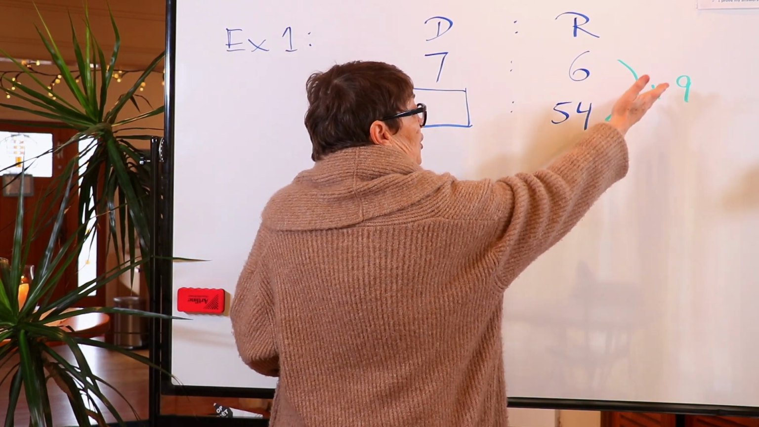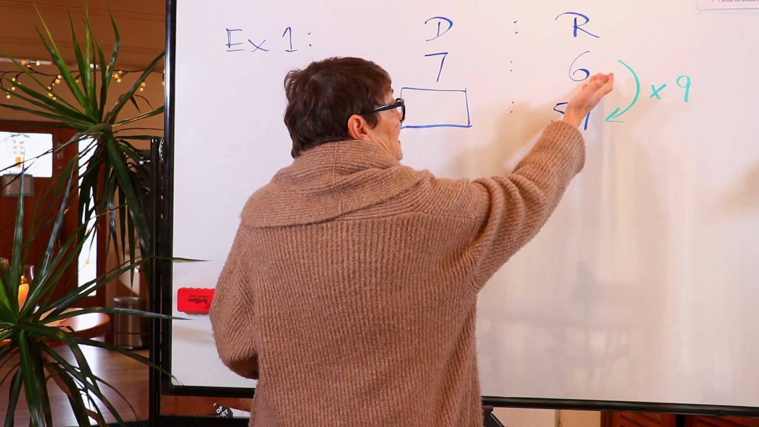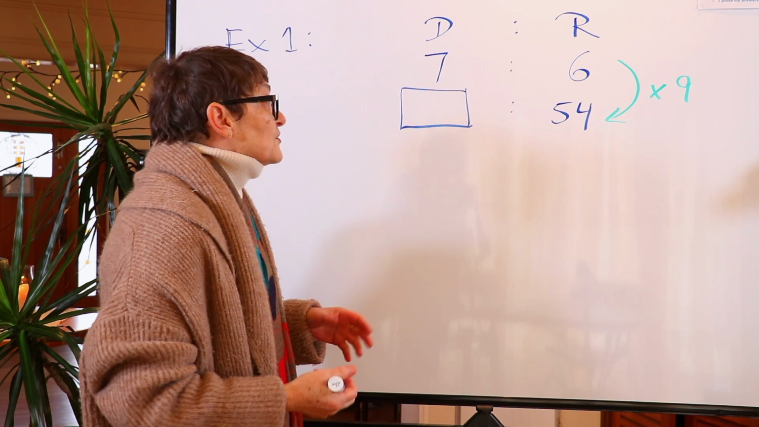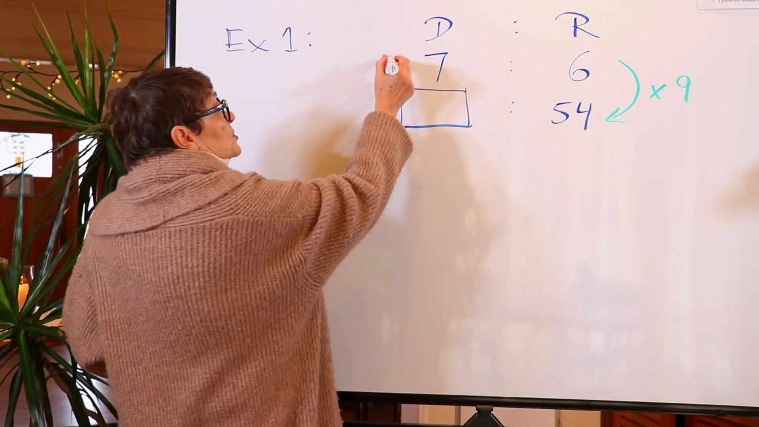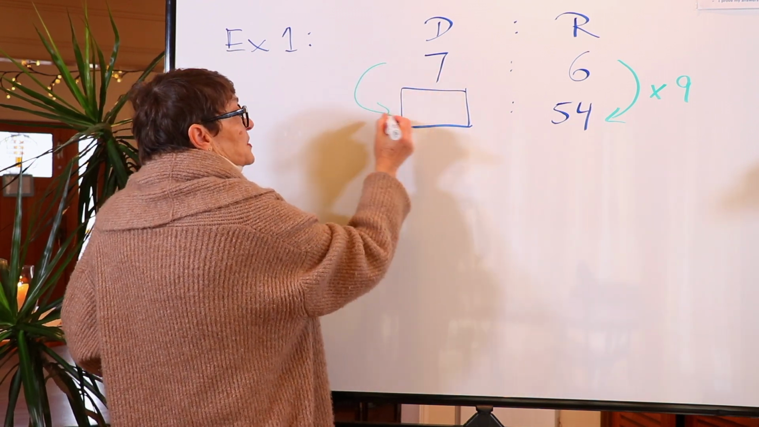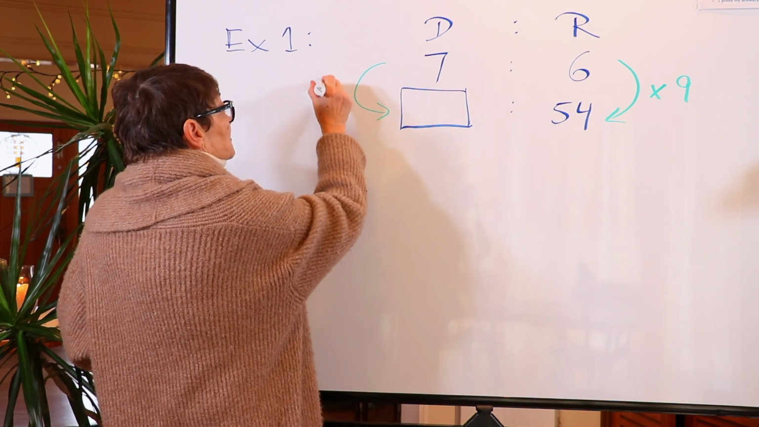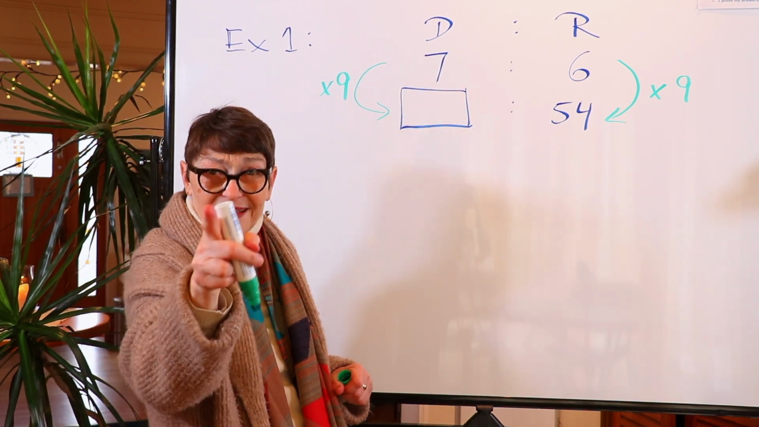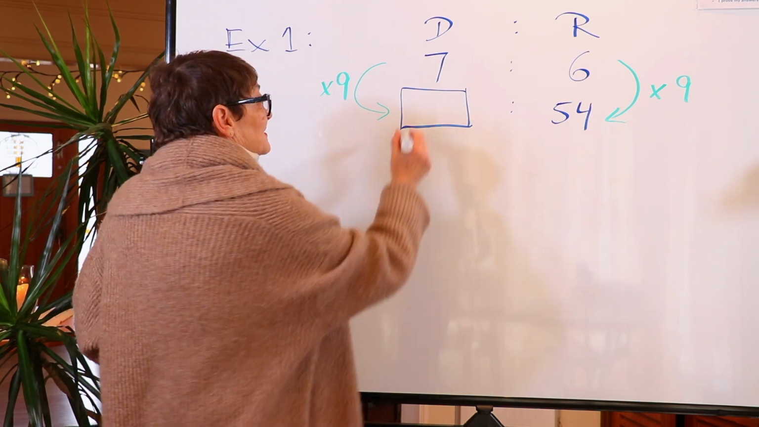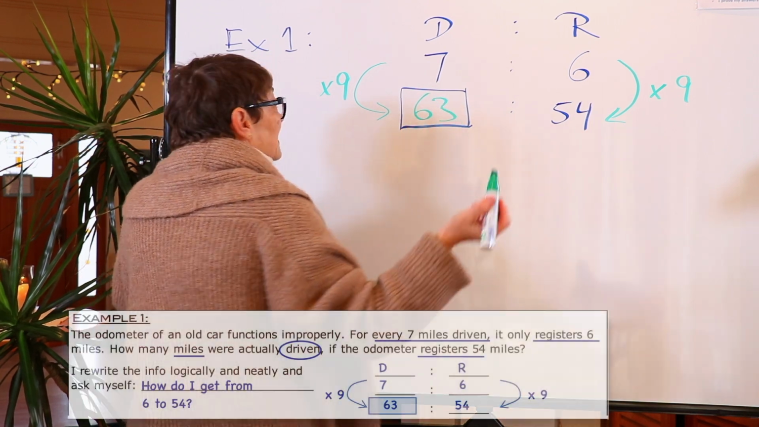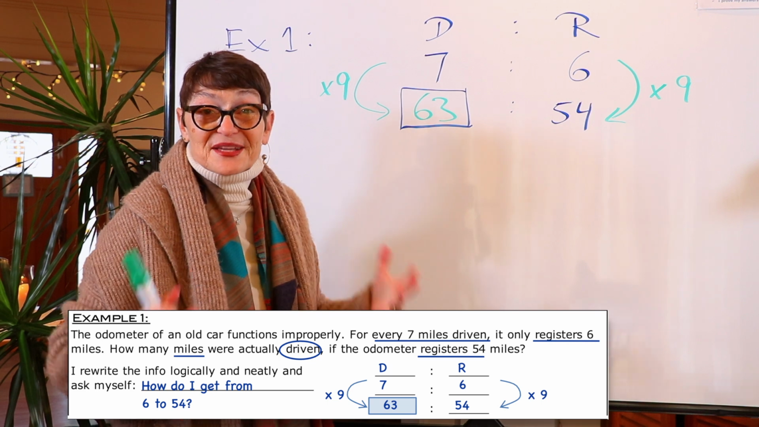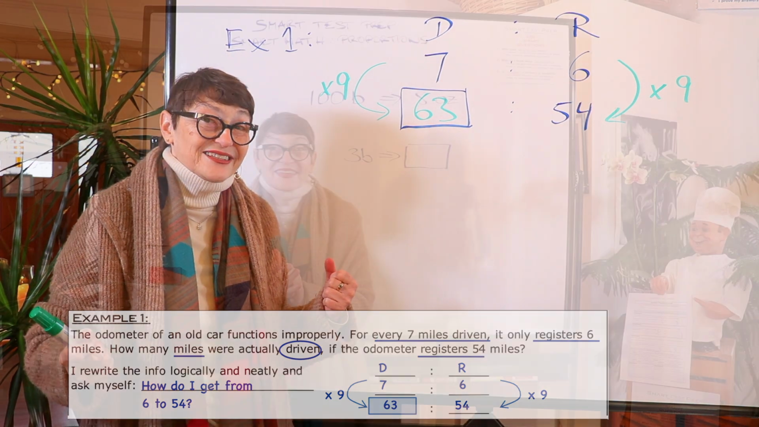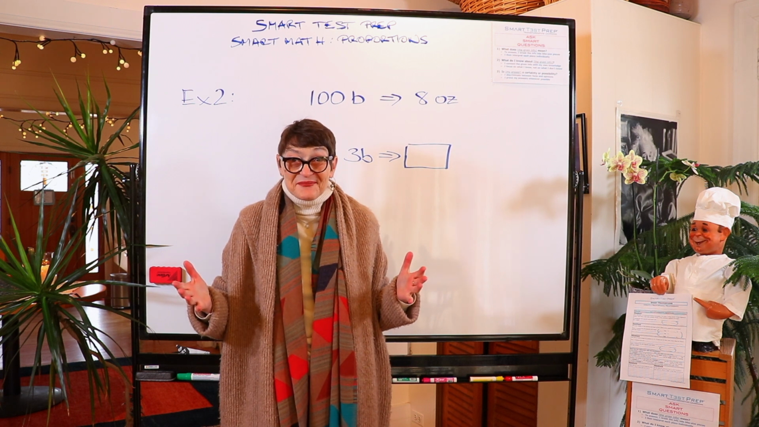If this is hard to do, then do 54 divided by 6, and that gives you the factor of multiplication. When we have a directly proportional relationship, whatever we do to one side, we do to the other side. So we multiply by 9: 7 times 9, multiplication table, 63, and that's it. That's a very simple, directly proportional relationship. Got it? All right, let's look at example 2.